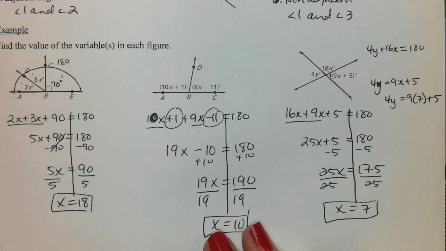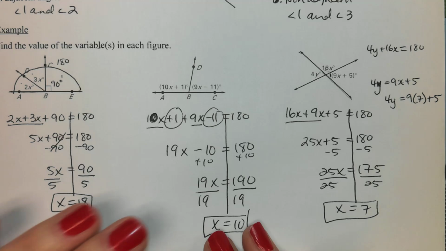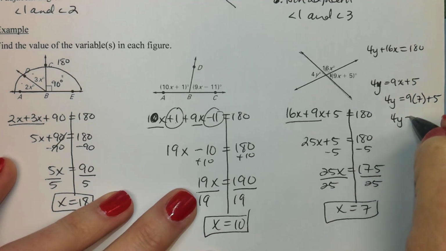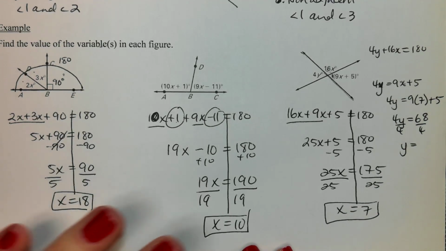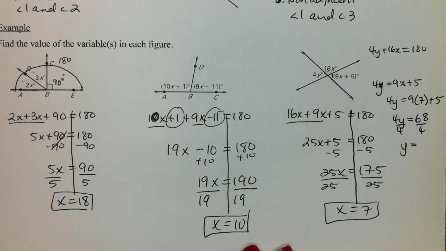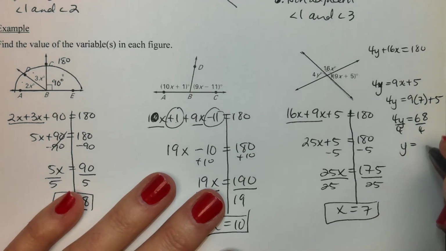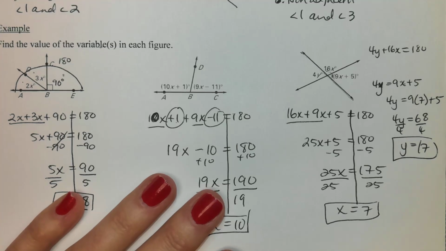So 9 times 7 and then add a 5 to it, you get a total of 68. 4y equals 68, and we'll divide both sides by 4. So y equals, whoops, for Pete's sake, keep hitting the wrong button, 17. And there you go.